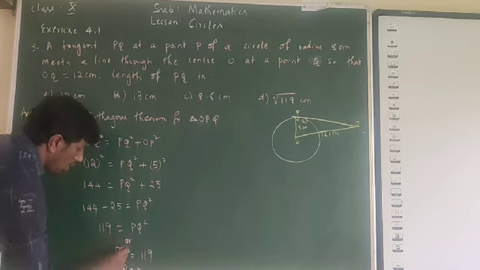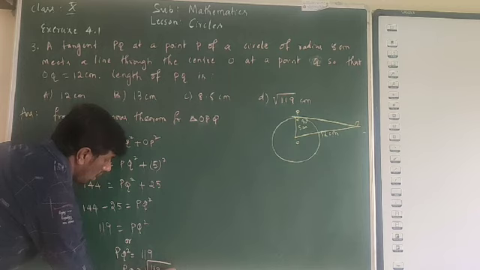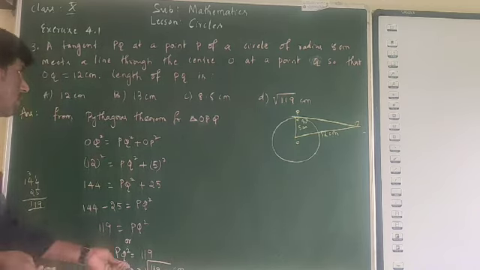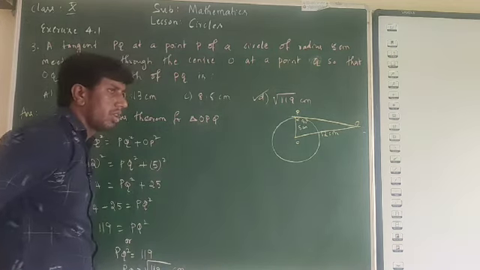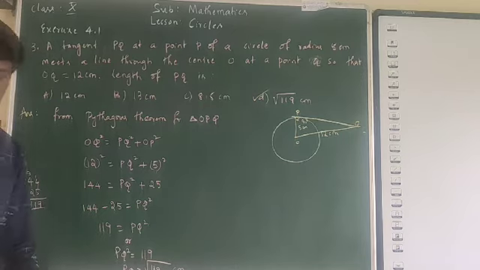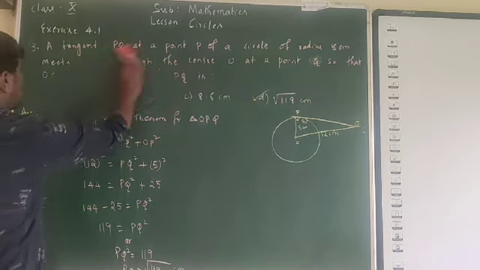PQ is equal to, if I send the square to the other side, it will become square root of 119. So PQ is equal to square root of 119 centimeters, which is the correct one. So option D will be correct. So this is about the third question. We go for the fourth one.